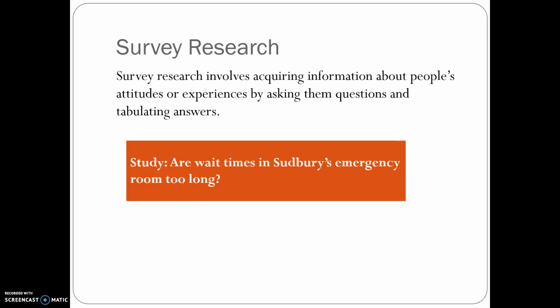Let's talk about survey research. So how the information is being collected and how the results are being displayed. Here's an example. Are wait times in Sudbury's emergency room too long? You might see this sort of question posted online on social media where people can respond with yes or no, and then the results would be tabulated. 95% might say yes, 5% might say no, for example.